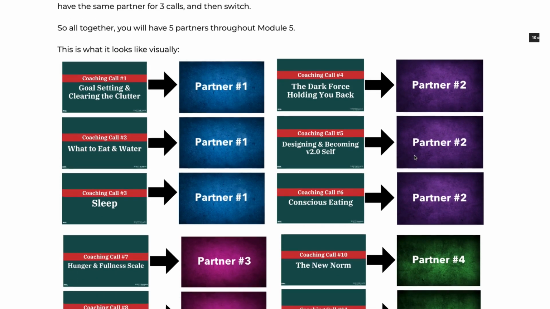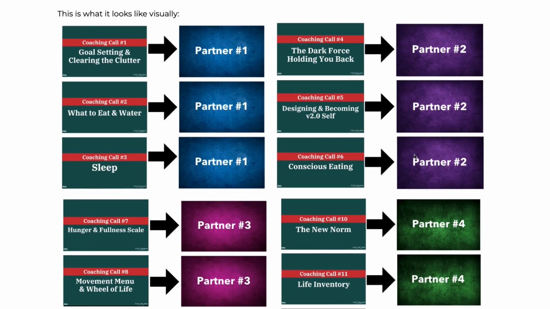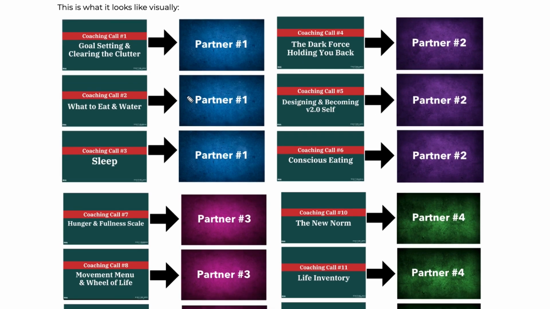All right, so for coaching calls 1, 2, and 3, you're going to have the same partner. Obviously you're not going to do this in one sitting. You are going to do coaching call number 1, and you're going to practice with that partner, and the partner is going to practice with you. Then on a different day, you're going to do coaching call number 2, with the same partner, and the same partner is going to practice with you. Same thing for 3, and then that is going to be the 3 that you did with that partner.